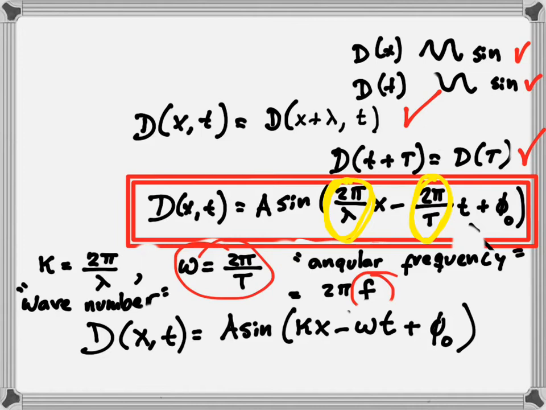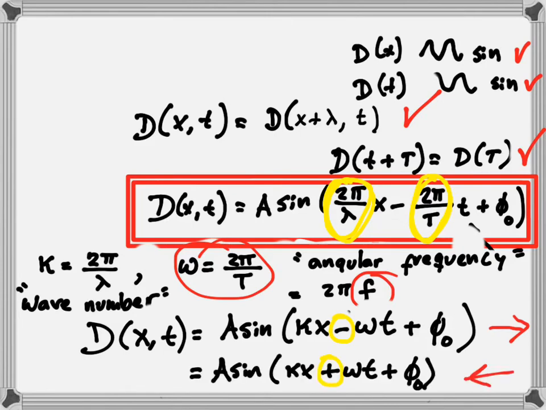All right, so using k and omega, we can simplify a little bit, writing the traveling sinusoidal wave. We can write it as a sine of kx minus omega t plus phi naught. Notice that this minus is the sign that needs to be used to describe a traveling wave to the right, and a plus sign is what should be used to describe a traveling wave that goes to the left.